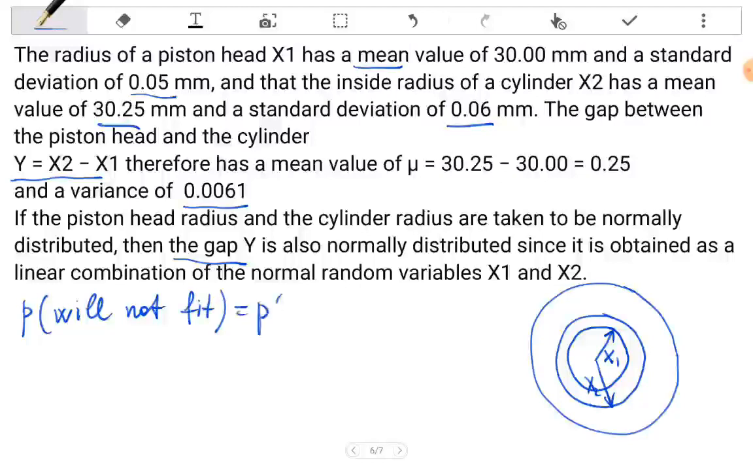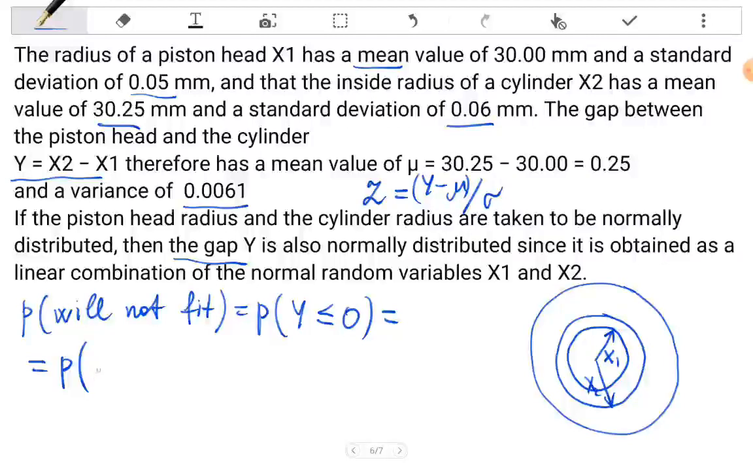So what is the probability of? If it will not fit, then the radius of x1 must be equal or larger than the radius of x2, right? Or we can say that y is less than or equal to 0. So this is in fact the cumulative distribution function. Oh, sorry, we have to move to the z. So if we change it for a standard normally distributed random variable, then, let me remind you what it was, z was y minus mu over sigma, right?